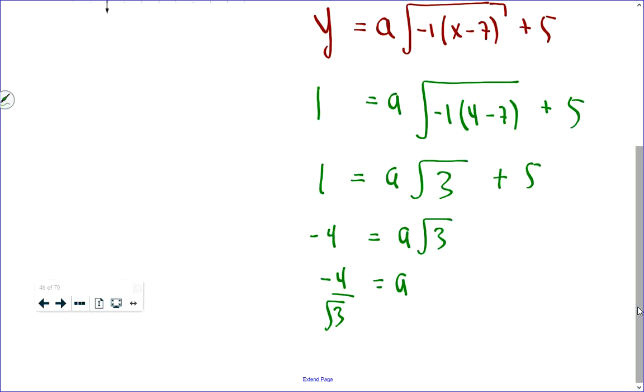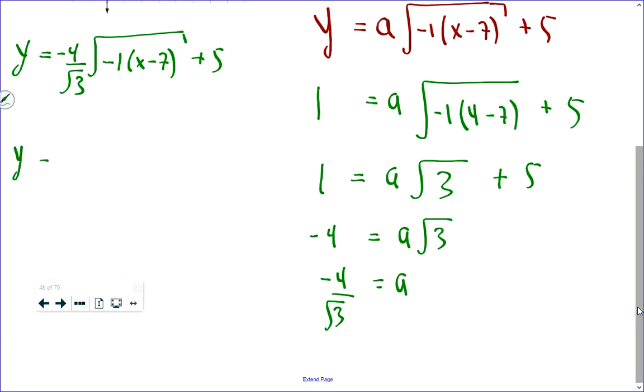What does that mean the function is? y equals negative 4 over root 3 times the root of negative 1 x minus 7, plus 5. What we had before was y equals negative 4 root negative 1/3 x minus 7 plus 5. How many of you see those are the same things?